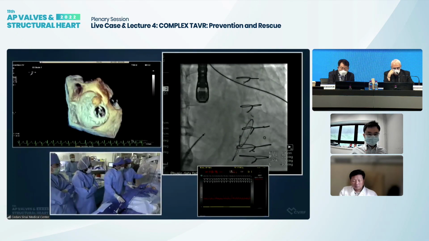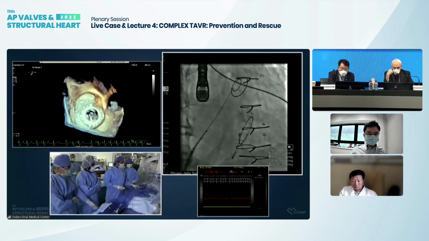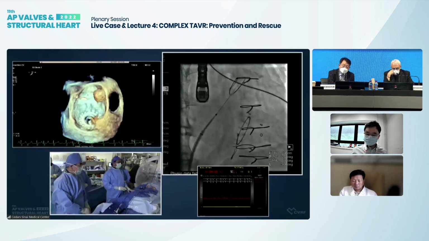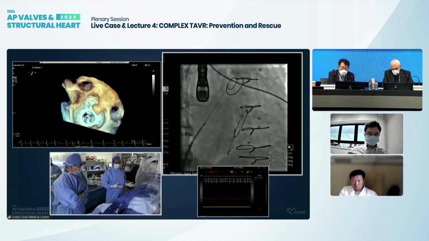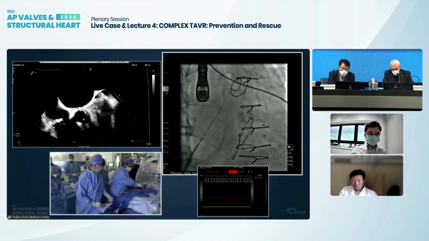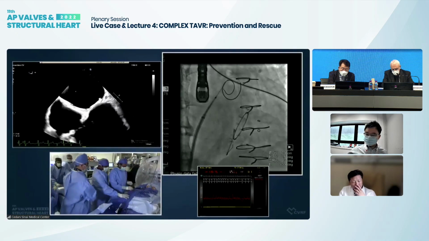Okay. So we've done the transseptal puncture, and we have the VersaCross wire in there. Now we are going to go ahead and gather some hemodynamics. So I think we have about 20-25 minutes. So why don't we go and put the Agilis catheter?